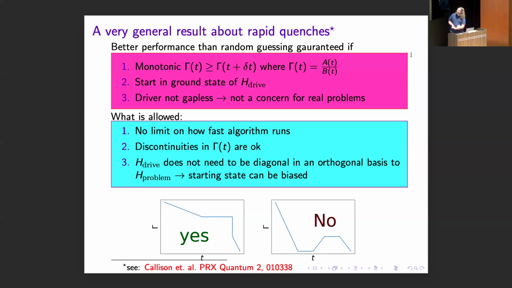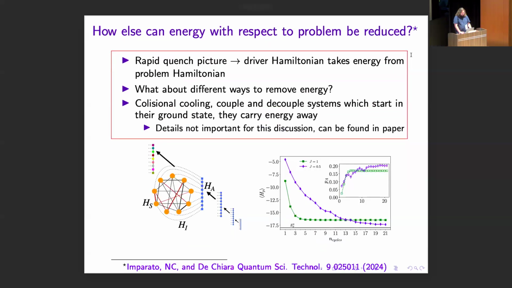And the advantage here is, unlike the adiabatic theorem, I haven't referenced how fast any of this happens. Discontinuities are okay. I haven't said anything changes continuously. And I haven't actually said that the driver Hamiltonian is diagonal on an orthogonal basis to the problem Hamiltonian. Starting states can be biased. I won't talk about this in this presentation, but that has important implications for hybrid algorithms. And the paper referenced on the bottom there talks more about why that's important.